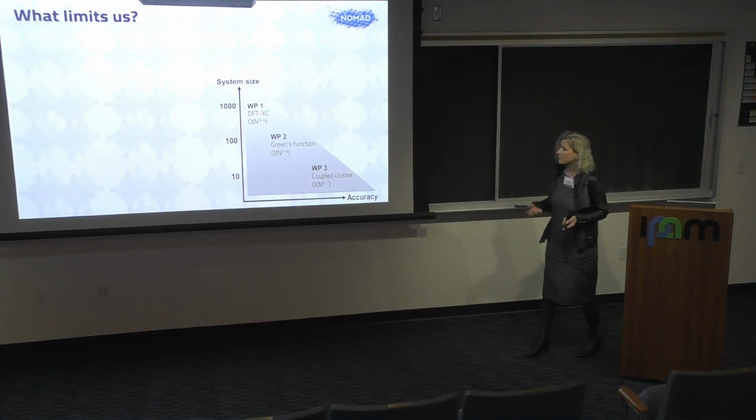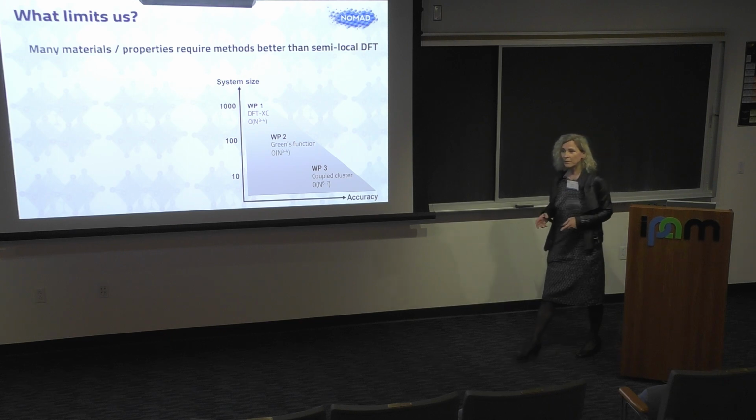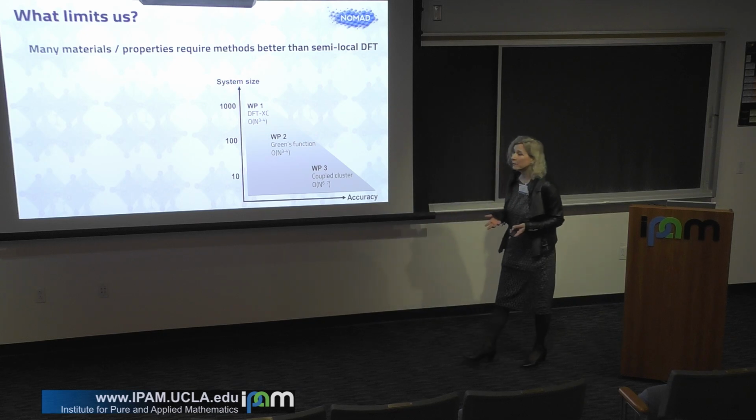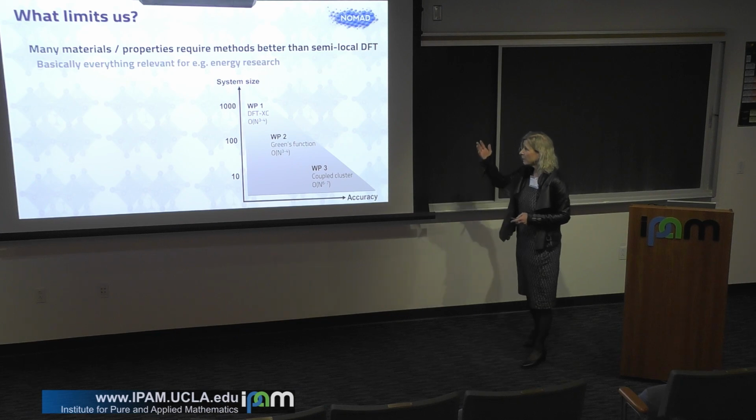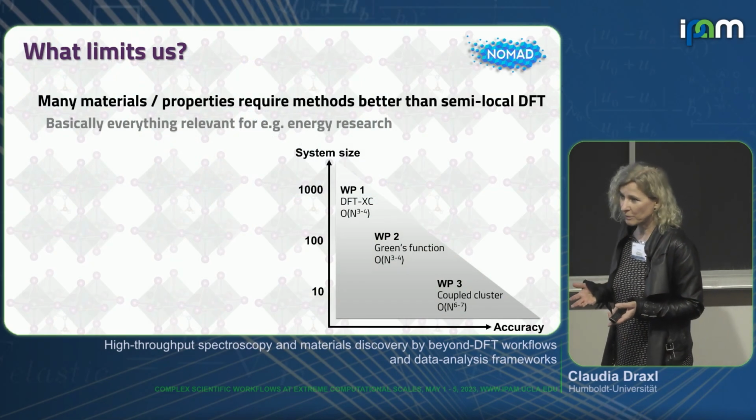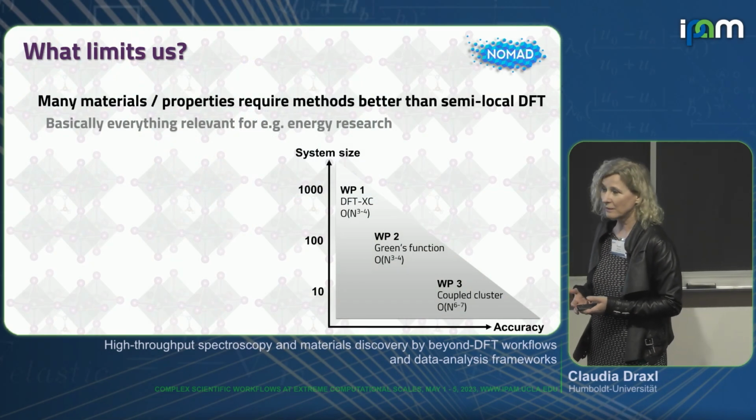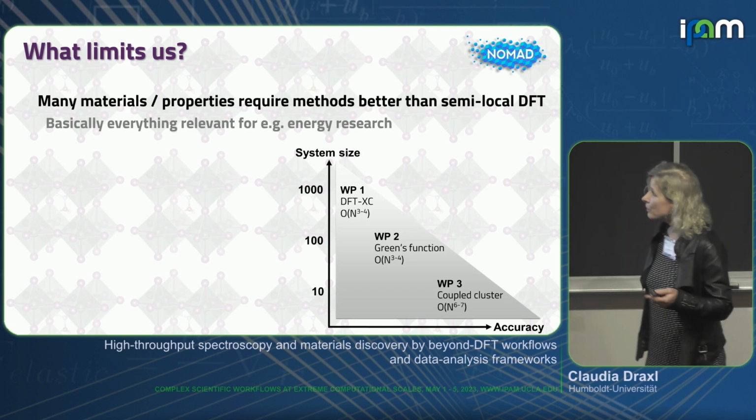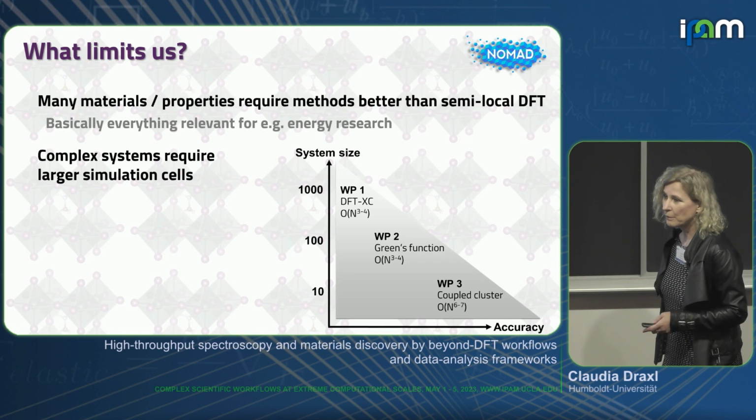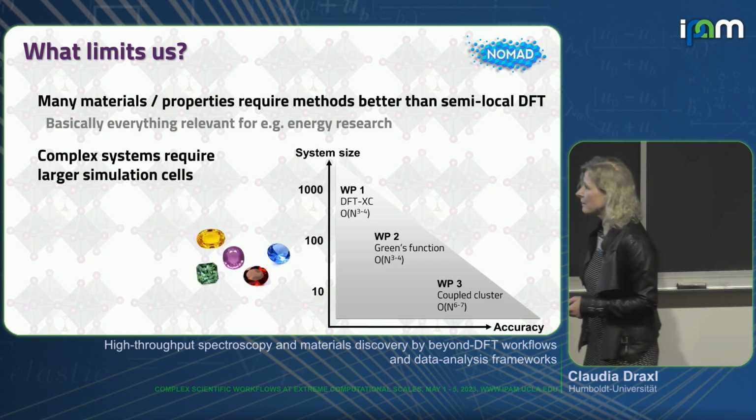But the problem actually is, what limits us is that many materials and also many properties require more than just semi-local density functional theory, or they need larger system sizes. So let me start with the materials that we're interested in. Everything that's related to energy research, light harvesting, light emission, and things like that, requires better methodology or larger systems. So complex systems, I think we heard yesterday about alloys, but I'd like to show you another example where we need larger system sizes or unit cells.